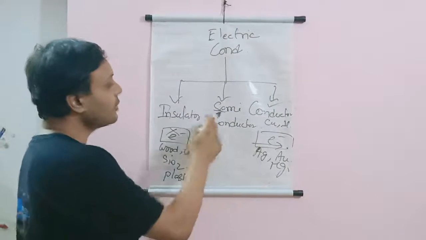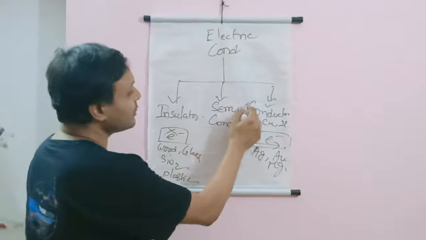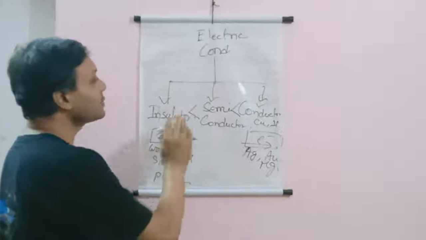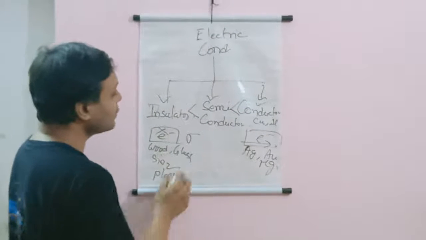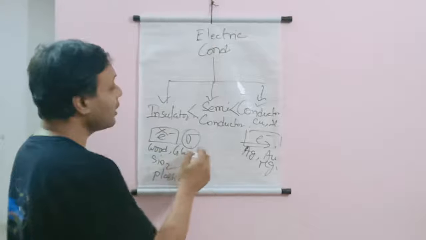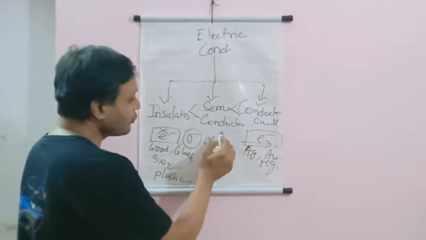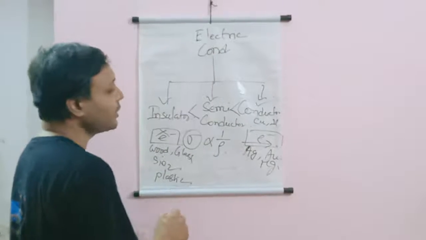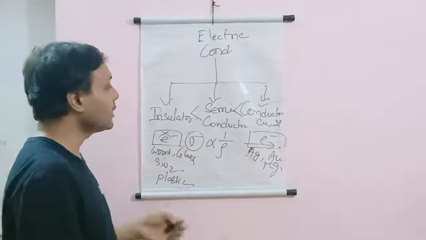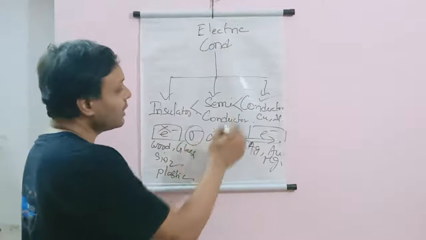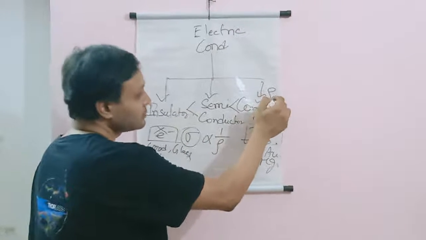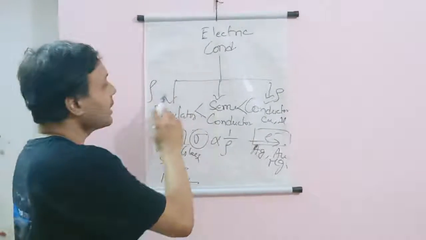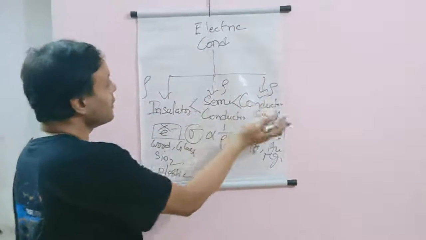Now what is a semiconductor? Its conductivity is less than a conductor and greater than an insulator. Conductivity is inversely proportional to resistivity. Resistivity is how much a material resists the flow of current through it. So the conductor has the least resistivity, the insulator has the highest resistivity, and semiconductors have resistivity in between a conductor and insulator.